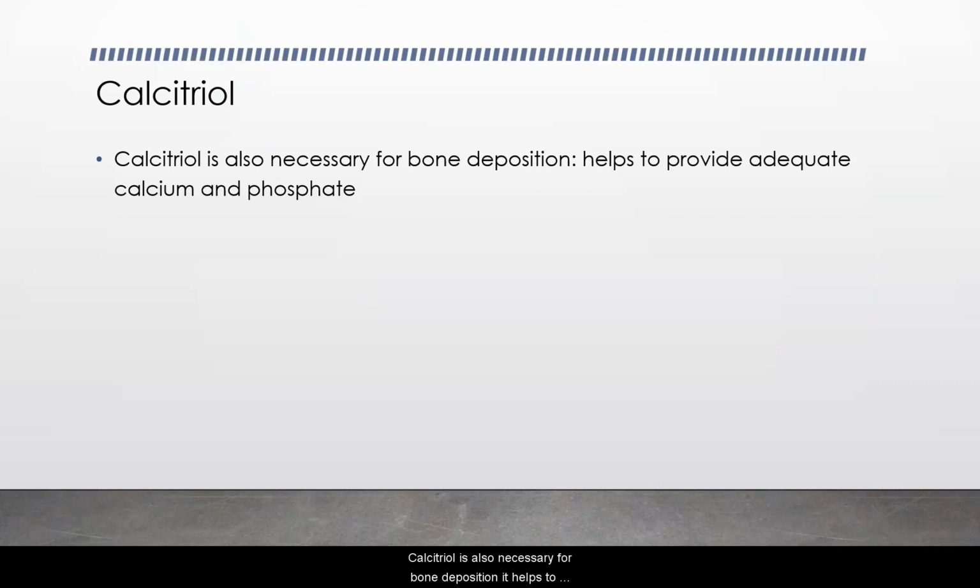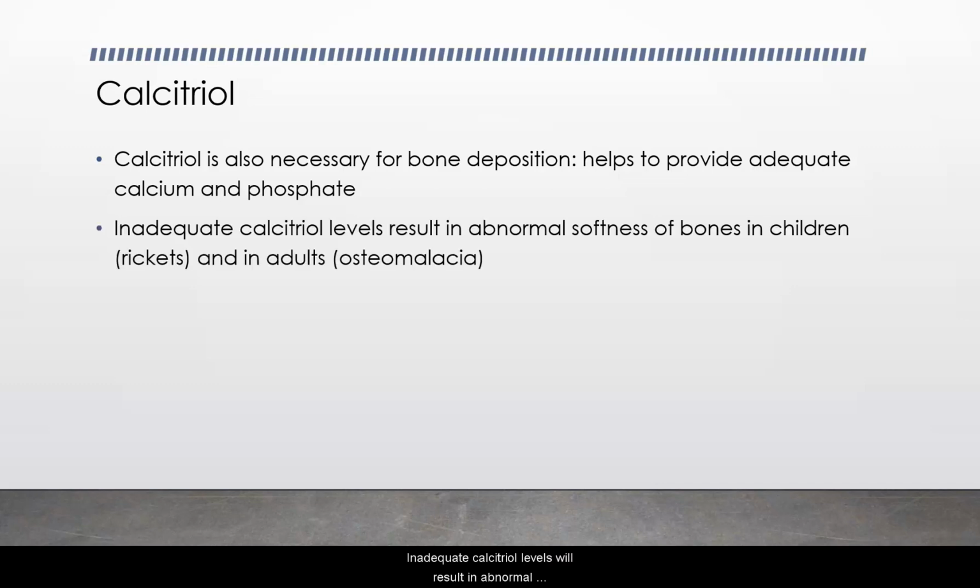Calcitriol is also necessary for bone deposition. It helps to provide adequate calcium and phosphate levels. Inadequate calcitriol levels will result in abnormal softness of bones in children, rickets, or in adults, osteomalacia.